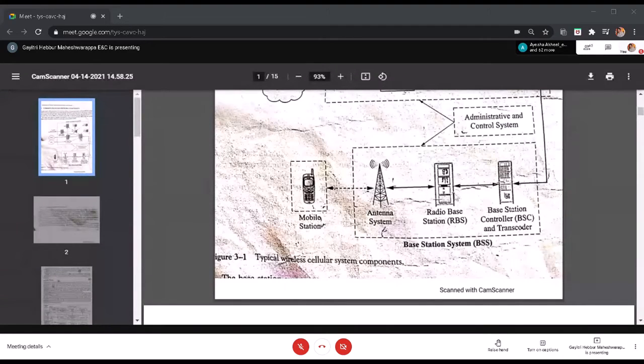What does this base station controller do? It will control the many radio base stations under its control. So for a single base station controller, we have a larger number of radio base stations. The base station controller's function is to control the radio base stations. What do I mean by controlling radio base stations? I will tell you later. Also, the base station controller is integrated with one more unit called the transcoder. So these three components, the radio base station, base station controller, and transcoder, we call the base station system.